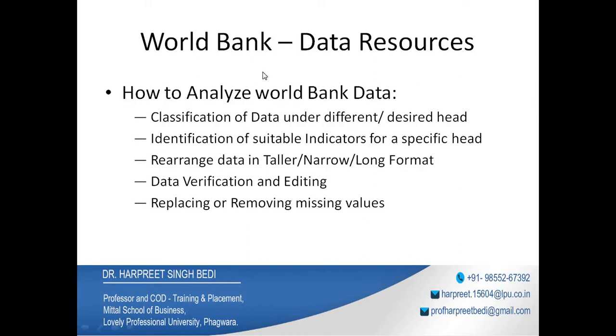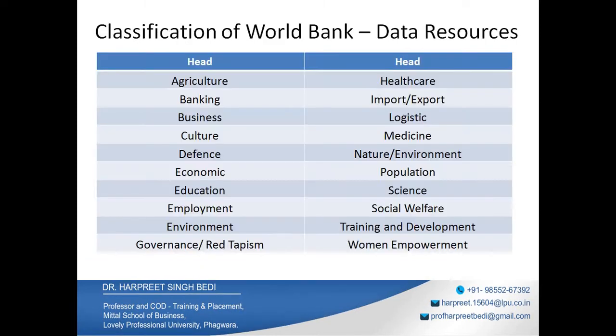But how can we use them for decision making purposes? First, we need to classify the data under different heads or the desired head. After classification, we need to identify suitable indicators that could be used for analysis. We need to rearrange the data in a taller, narrow or long format. Data verification and editing is also required. Sometimes we have missing values, so we need to decide whether these values are to be removed or replaced.